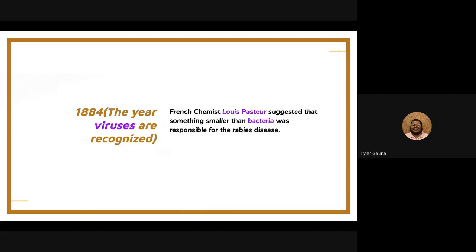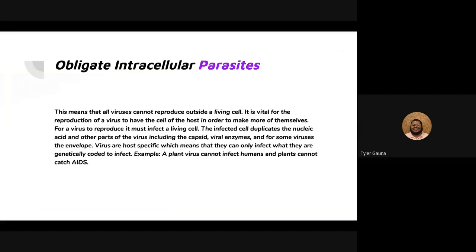In 1884, Louis Pasteur suggested that something smaller than bacteria was responsible for rabies. If you don't know rabies, it's a horrible disease that an animal can get. We usually associate it with dogs, and eventually it takes over the nervous system and makes them very angry and violent. And now we have obligate intracellular parasites. All this means is that viruses cannot reproduce outside a living cell. Remember, we talked about the 7 characteristics of life at the beginning of the year. This is the main reason why viruses are not considered living. They are also host specific, which means they can only infect what they are genetically coded to infect.